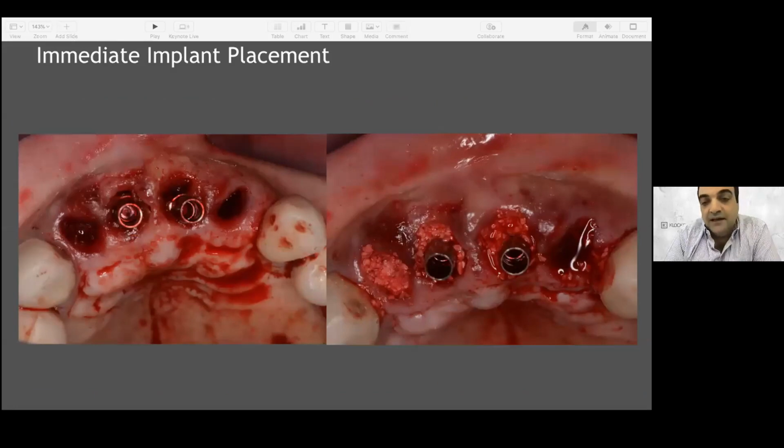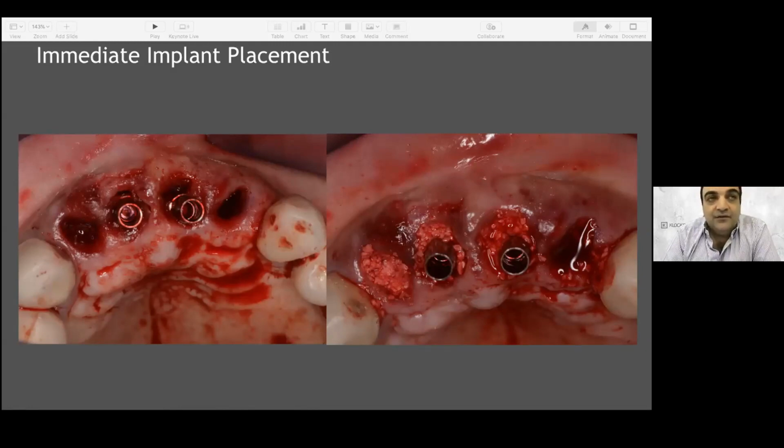palatally, as we always do. And then we are going to graft the gap, and we are going to graft the socket for 22 and 12. Here, because we have a thick biotype, we are not going to do a connective tissue graft at the same time.